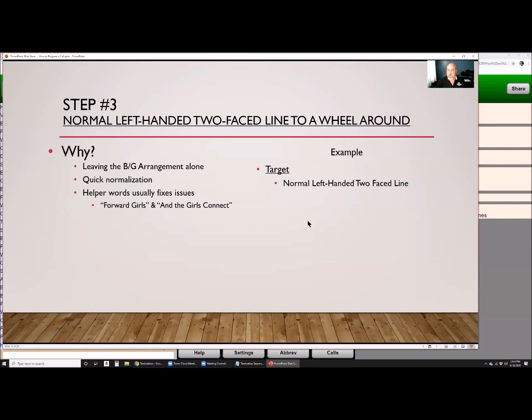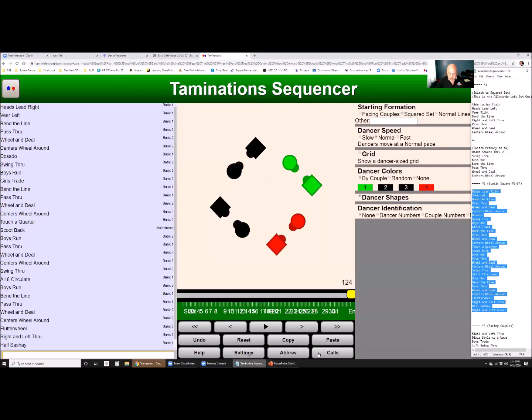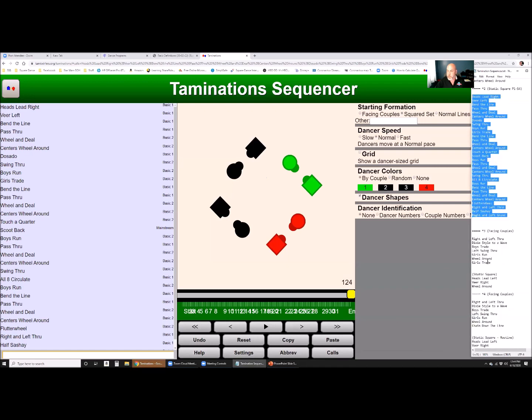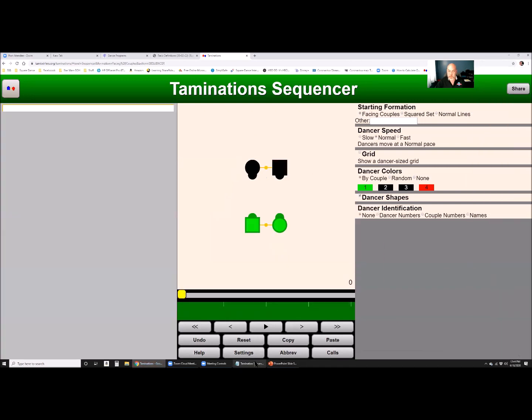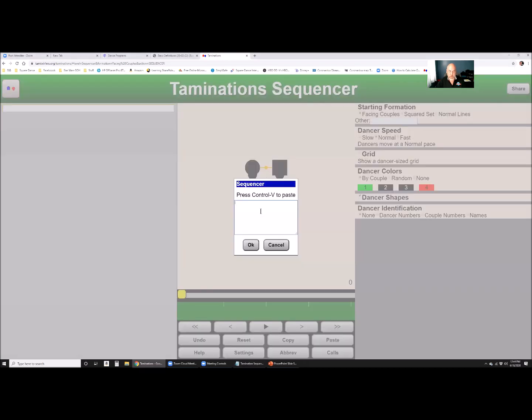So, normal-handed two-faced line. And this is the flow I like to use, a Dixie style. There's a couple other flows that you could use. But let's take a look at the flow in and of itself. So we are on step 3, and we're going to go back to facing couples here. And we're going to just take a quick look at the flow in and of itself. So we're going to paste this in for you.